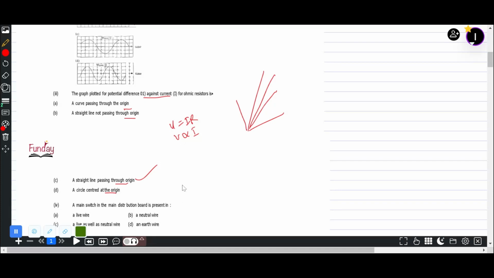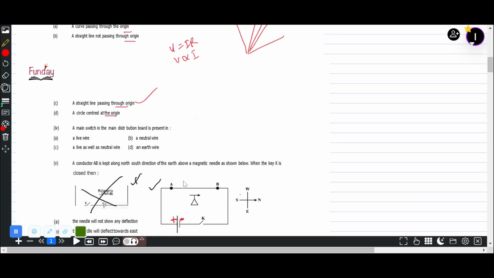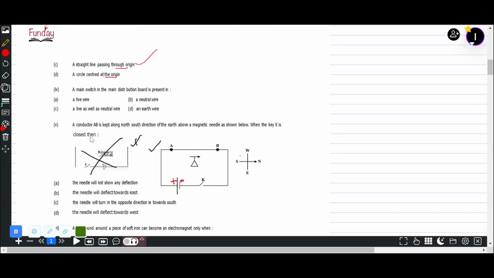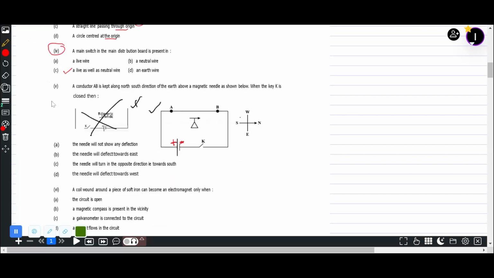Now next one. The fourth one is: the main switch in the main distribution system is present in a live wire, a live as well as neutral wire, or a neutral wire and earth wire. This is the question we are talking about. So the answer is the main switch in the main distribution board is present in a live as well as neutral wire.